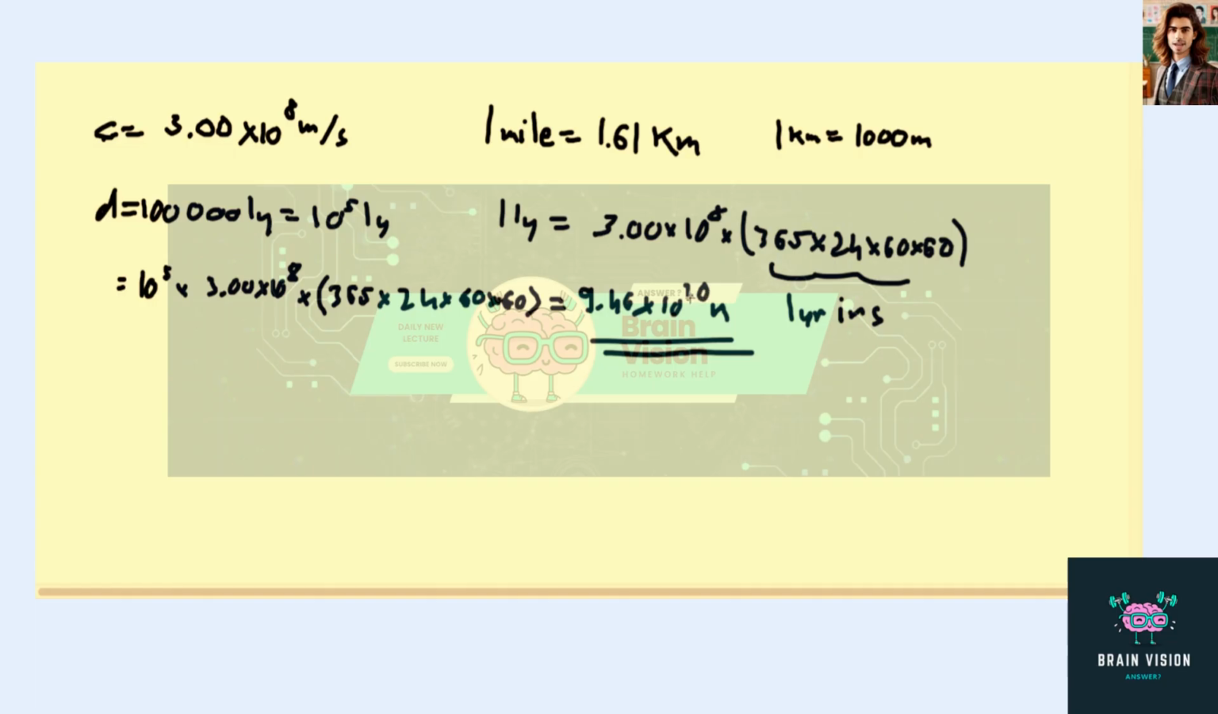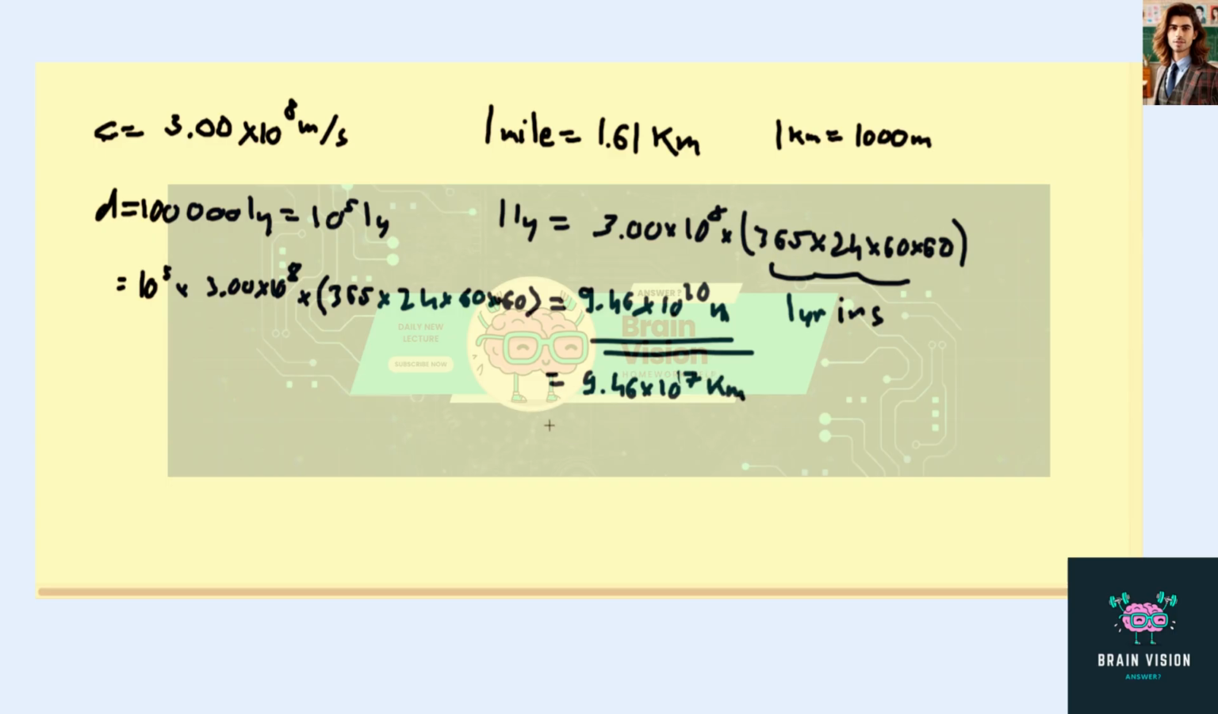Then we're asked to find the same quantity in terms of kilometers. Now, 1 kilometer is just 1,000 meters. So we can just reduce the power of 10 here by 3. And so we're going to get 9.46 times 10 to the 17 kilometers.